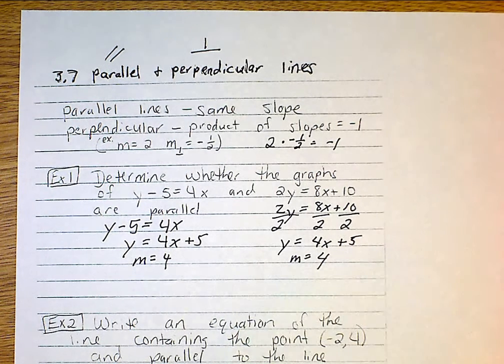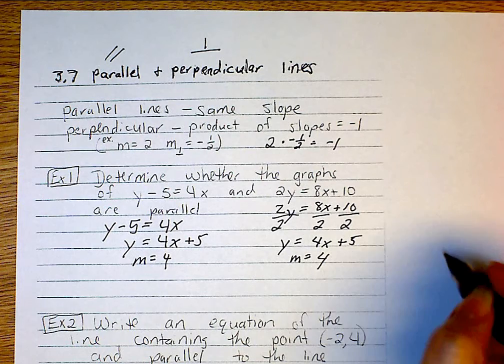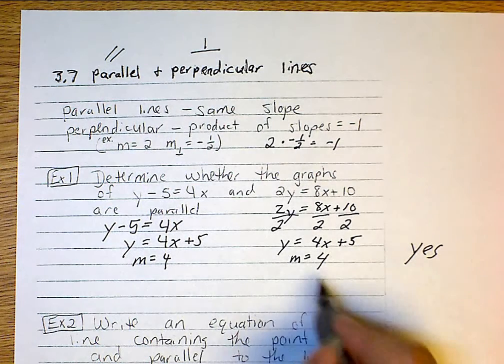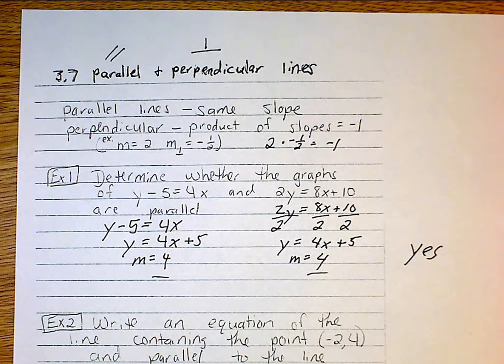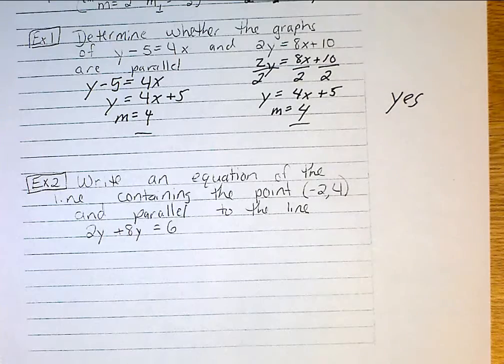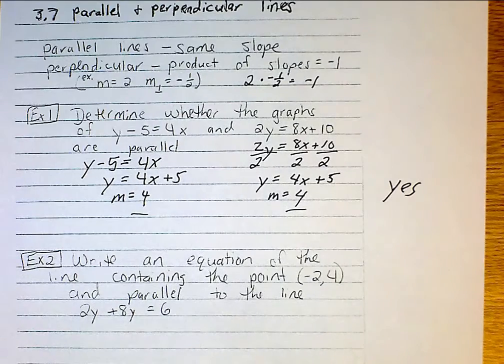So are these two lines parallel? Yes. If your slopes are the same, they are parallel. If your slopes are different, they are not parallel. Questions? All right. You can go up.